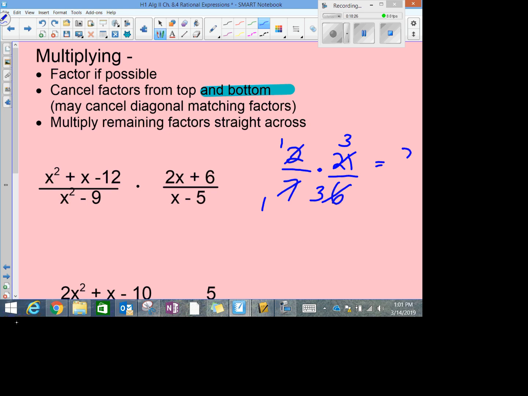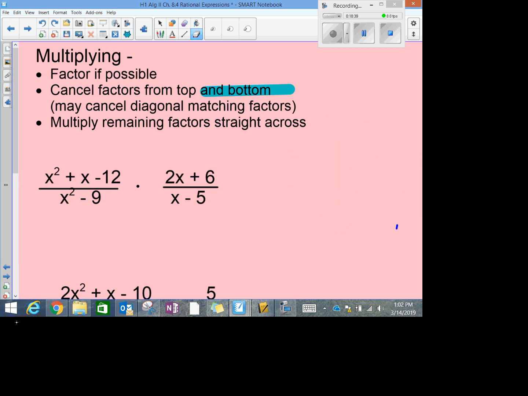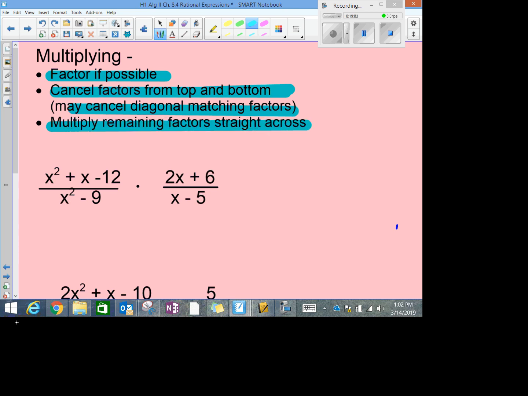So 1 times 3 is 3. 1 times 3 is 3. So our answer is 1. Okay, same thing with rational expressions. What we're going to do with rational expression multiplying is we're going to factor. So we factor everything, all 4 pieces if we can. And then we can cancel factors, anything from the top can cancel with anything from the bottom, either right on top of each other or diagonally. And then you just multiply everything that's left straight across.